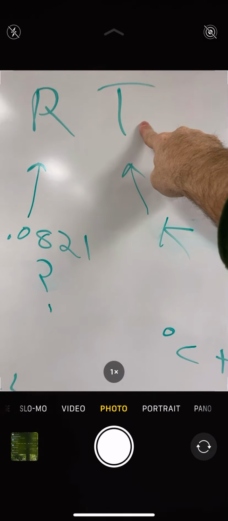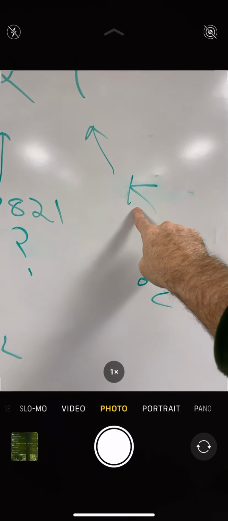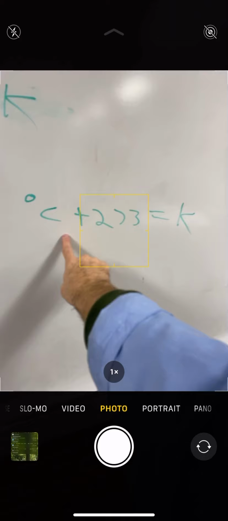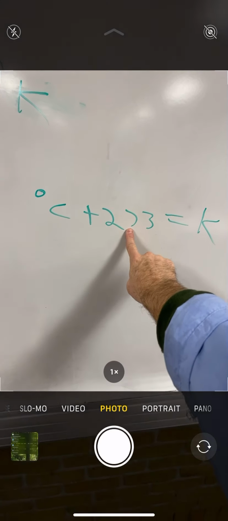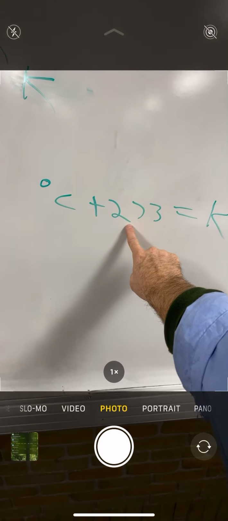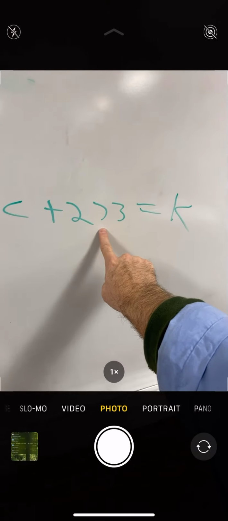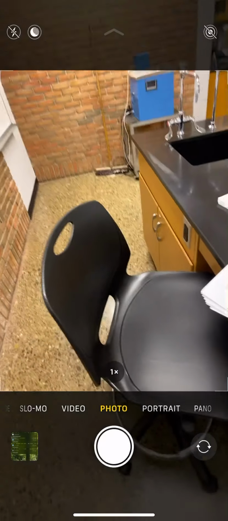And then T is temperature. Temperature has to be in Kelvin, but we use degrees Celsius in the lab. So to change degrees Celsius to Kelvin, you have to add 273, or you can use the number 273.15. Add those numbers and you get Kelvin. Okay, so that's the other thing we need.